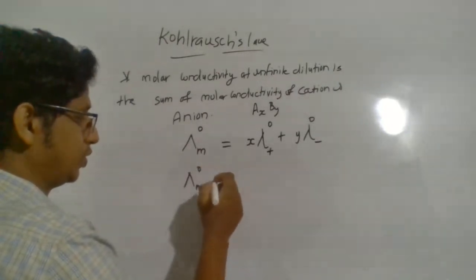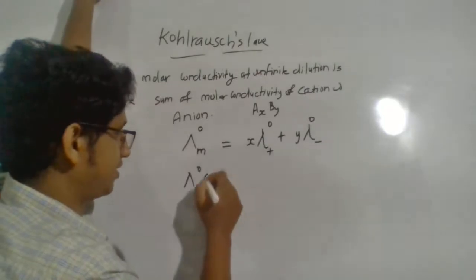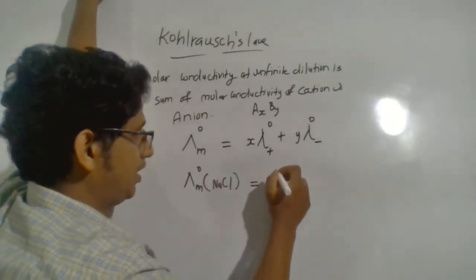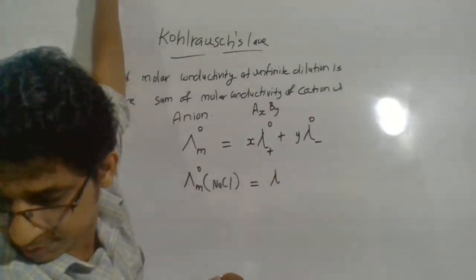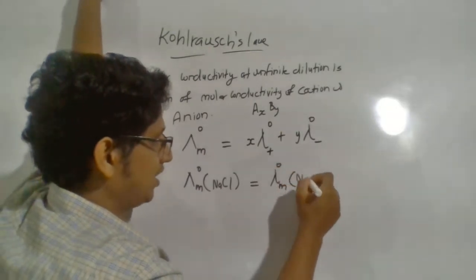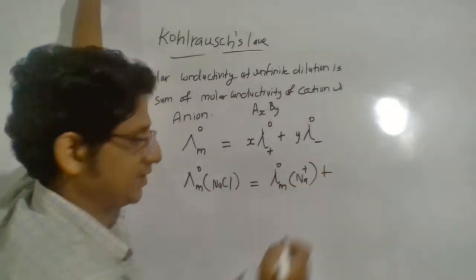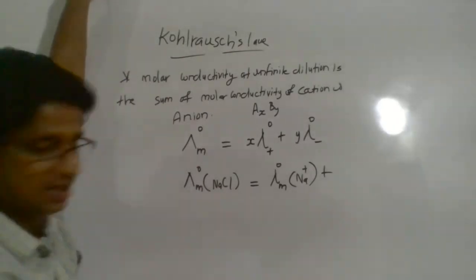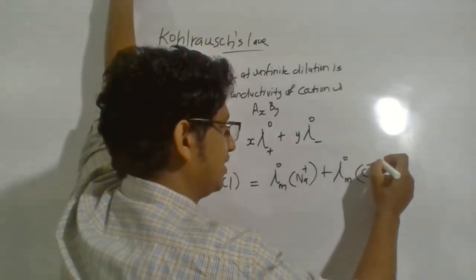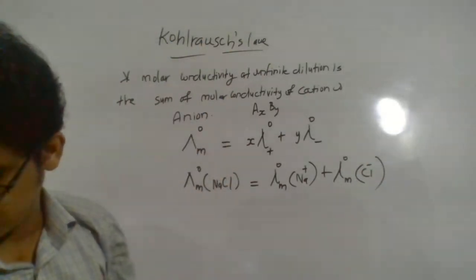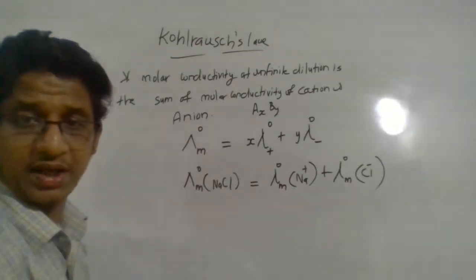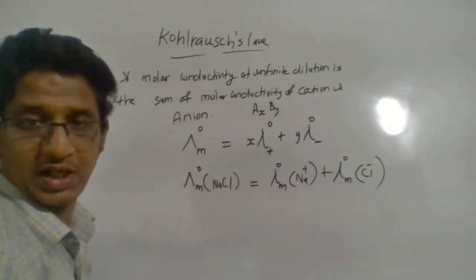Lambda m0 of NaCl, what you can write? Lambda m0 of NaCl is equal to lambda m0 Na plus plus lambda m0 Cl minus. This is the molar conductivity of sodium chloride at infinite dilution.